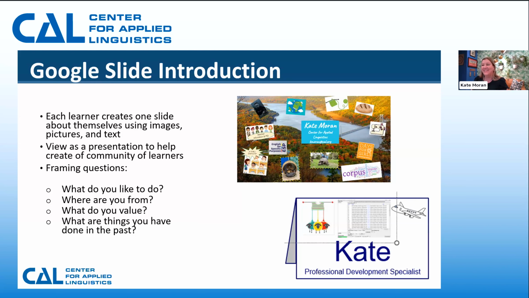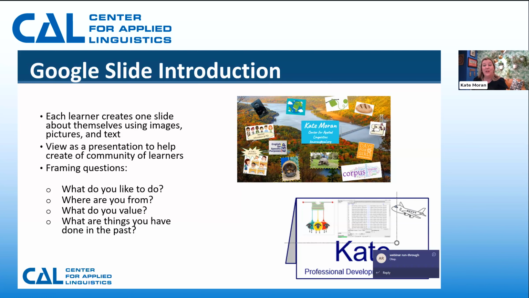So on the slide, you can see an example of a Google slide that I made. The background represents where I grew up in New York. And then I have some images that represent my interests and hobbies, some things about my family, and some other images that represent my professional work and my academic background.